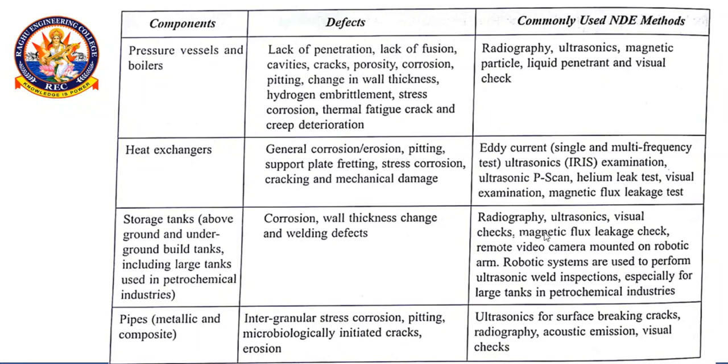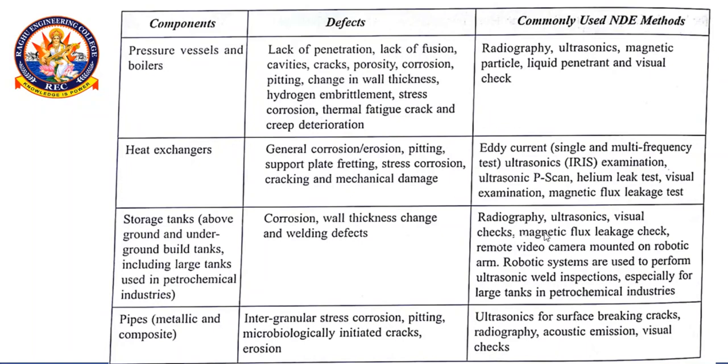We conduct the leak test, visual examination, and magnetic flux leakage testing for storage tanks, including above ground and underground tanks, and large tanks used in the petrochemical industry. Storage tanks include transportation tanks: kerosene transportation, petroleum transportation, milk transportation. Whatever the tanks are, they all come under storage tanks, and also the petrochemical industry stores naphthalene, and fertilizer plants store ammonia in storage tanks.